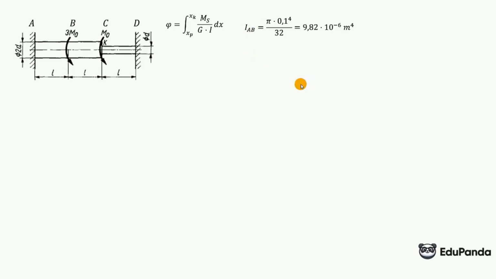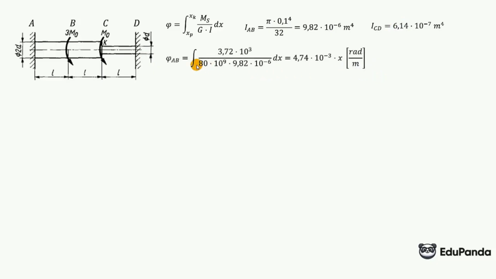It is the same on interval BC, so there's no need to write it. And on interval CD possibly. Well, not possibly, we will also calculate it. And now we can write the indefinite integral, the moment of twist 0.72 times 10 to 3, Kirchhoff's modulus in the denominator and the torsional moment of inertia, which we calculated here. These are constants. This entire fraction is a constant. We take it out of the integral and have an integral of dx.